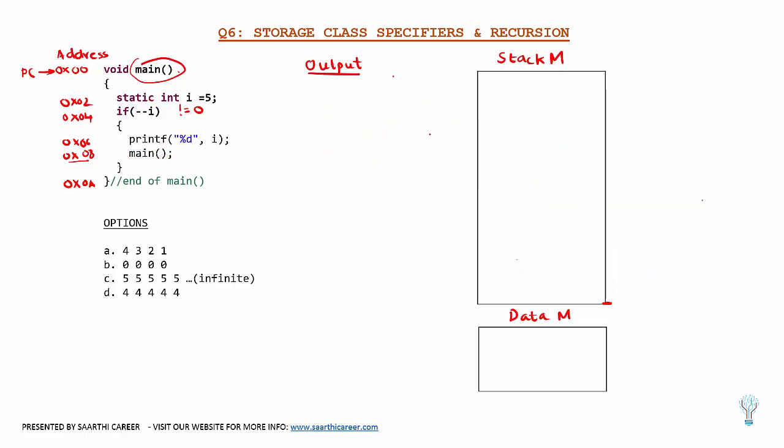Now we will go ahead and solve this question with the keyword static and try to understand what's the difference between both the questions. Okay, now as we remember, static variables are not stored on the stack. Static variables are stored in the data memory. So I is going to go inside the data memory and not on the stack memory.